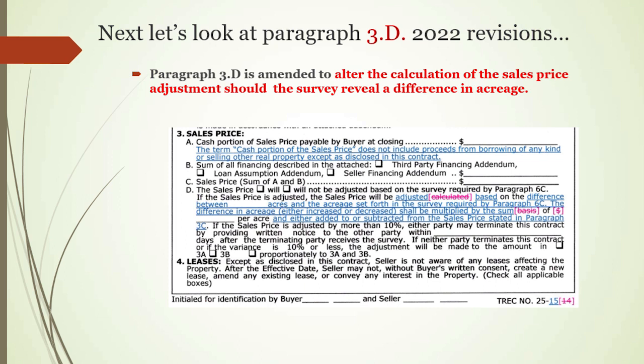The difference in acreage, either increased or decreased, shall be multiplied by the sum of blank per acre and either added to or subtracted from the sales price in this paragraph. If the sales price is adjusted more than 10%, this was a change several years ago, either party may terminate this contract by providing written notice to the other party within blank days after the terminating party receives the survey. If neither party terminates the contract, or if the variance is 10% or less, the adjustment will be made to the amount in 3A or 3B, proportional to 3A, 3B.